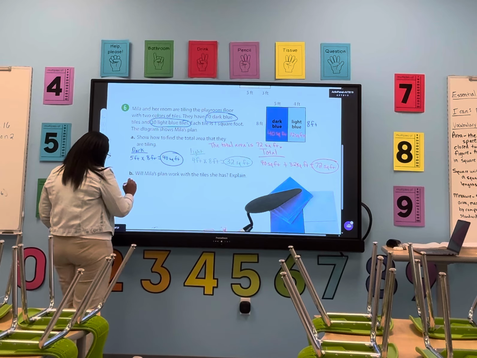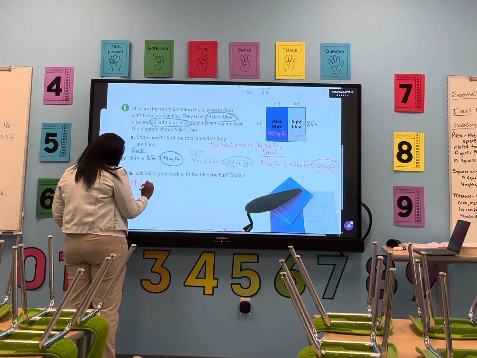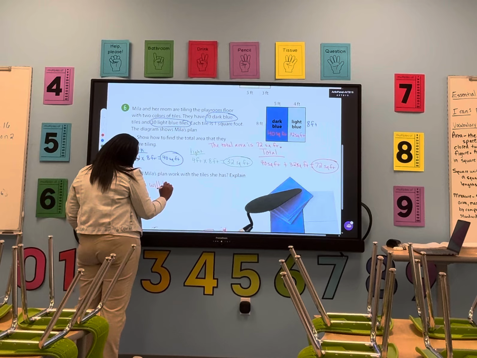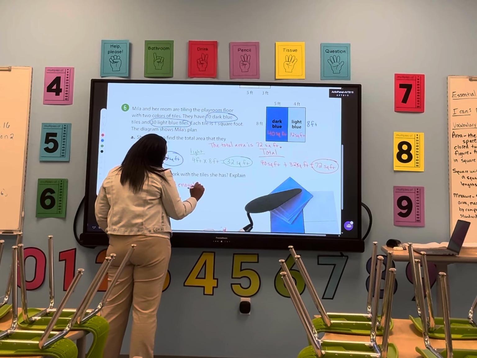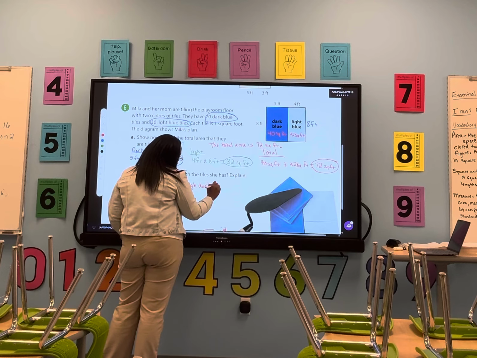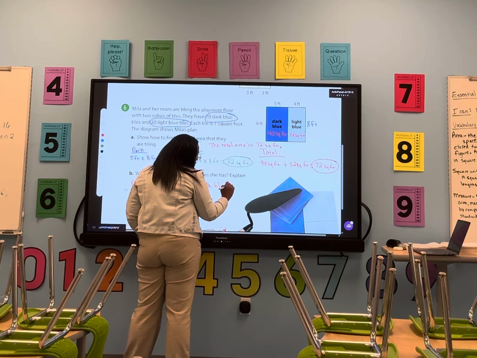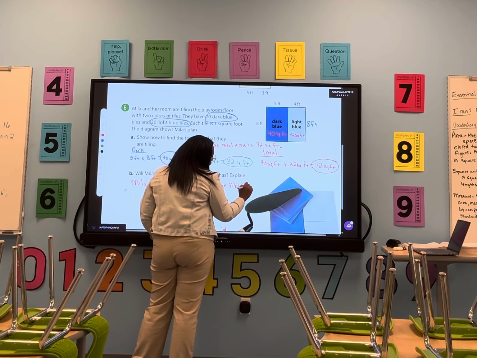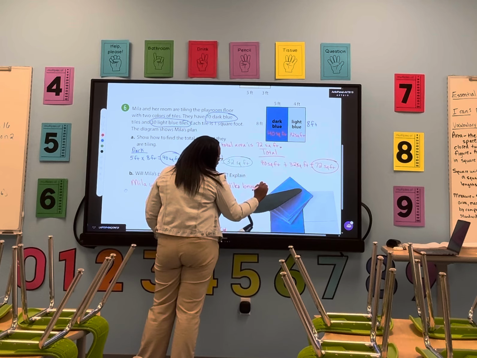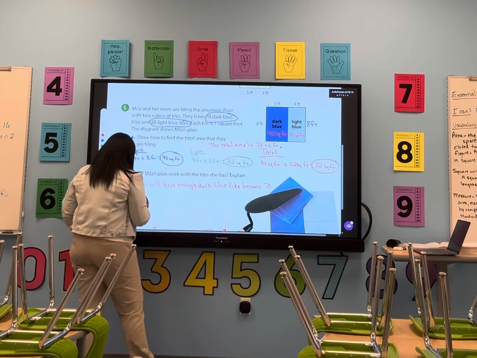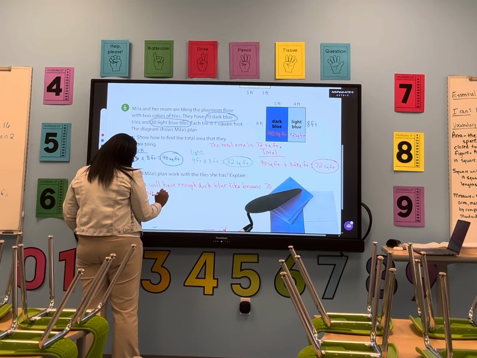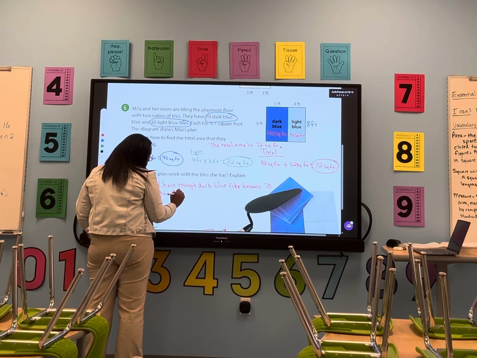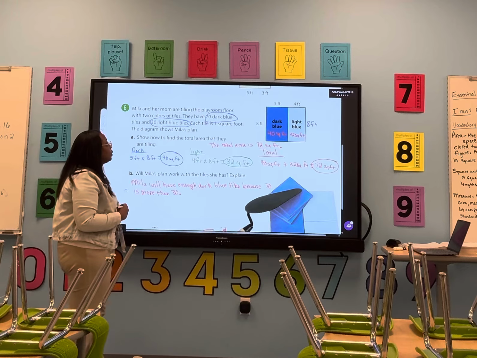So I'm going to write that Mila will have enough dark blue tiles because 70 is more than 40. Now let's go to our light blue.